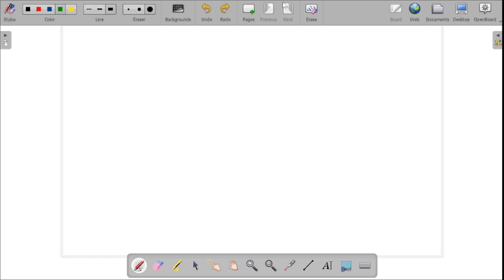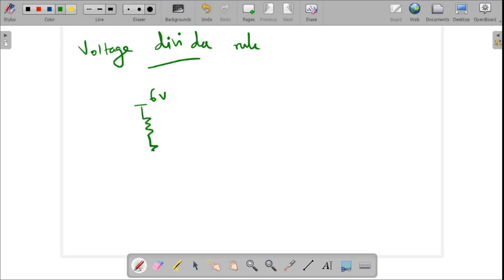So in today's circuit, we will discuss how to divide a voltage. Usually this is called the voltage divider rule, which means dividing the voltage. So imagine we are having a 6 volt supply. Always remember, guys, this voltage division technique or voltage divider rule is applicable only to series circuits.